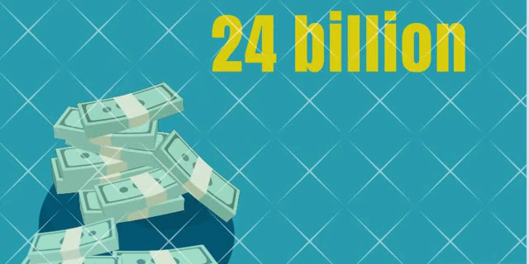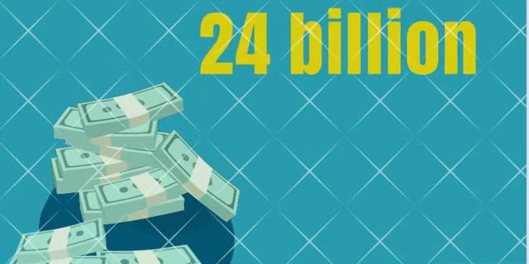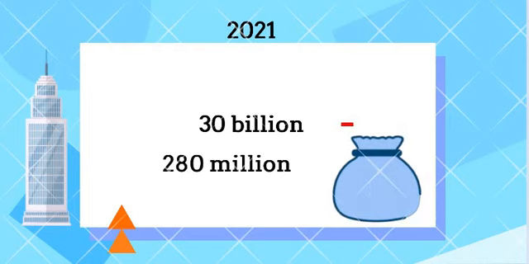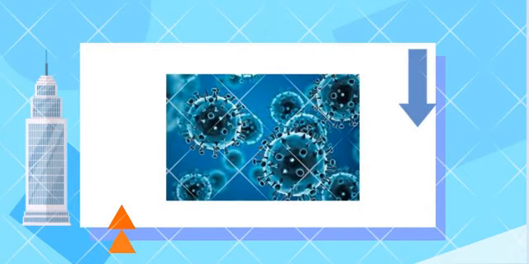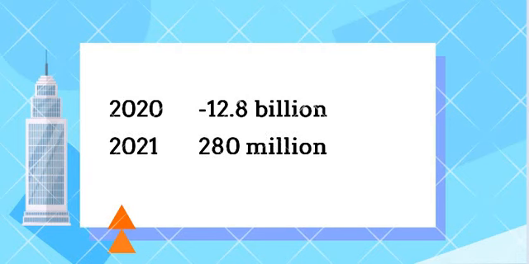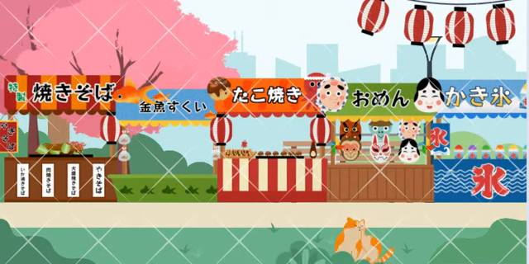So the value of this airline is $24 billion. And in 2021 this company made a revenue of $30 billion, and after subtracting operating costs and other expenses it generated a net income of $280 million, which is very low, but it's due to the corona time. But if we compare it with the 2020 net income, it has a difference of $12.5 billion.